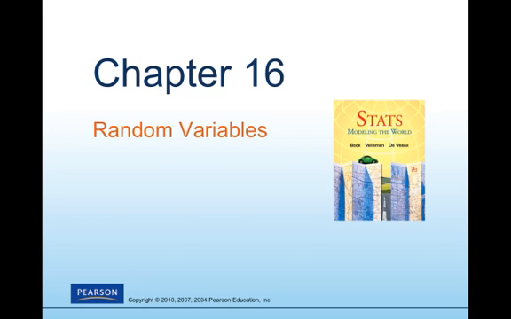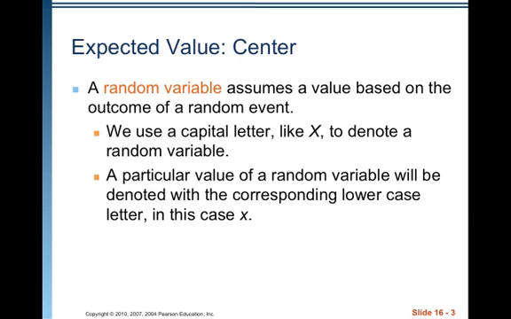Okay, so Chapter 16 is all about random variables. And random variables are different than algebraic variables. A random variable assumes the value based on the outcome of a random event. So it might be the outcome of a single roll of a die. Then your random variable could take on the value of 1, 2, 3, 4, 5, or 6, depending on what the outcome of the die is. So it's a little bit different concept than an algebraic variable. We use a capital letter, like capital X, to denote a random variable. A particular value of a random variable will be denoted with the corresponding lowercase letter, in this case, little x.